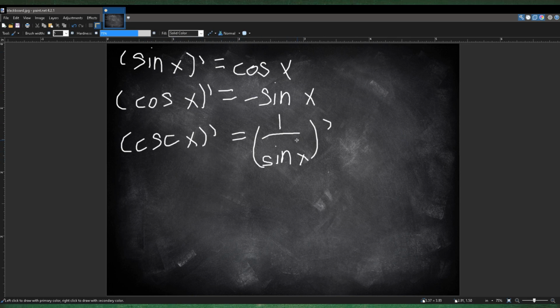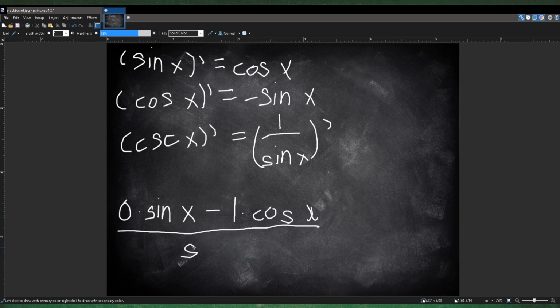So for cosecant of x, we have 1 over sine of x. The derivative of the numerator is 0, multiplied by the denominator, which is sine of x, minus the numerator, which is 1, times the derivative of the denominator. The derivative of sine of x is cosine of x, all over the denominator squared, which is sine x squared. So 0 times sine of x is just 0, and on the top we just have negative cosine. So negative cosine of x divided by sine of x squared.